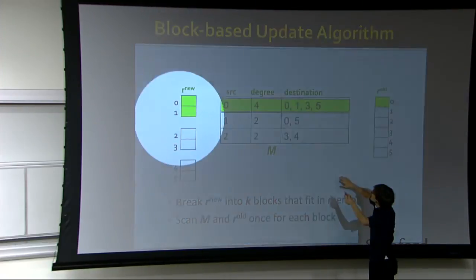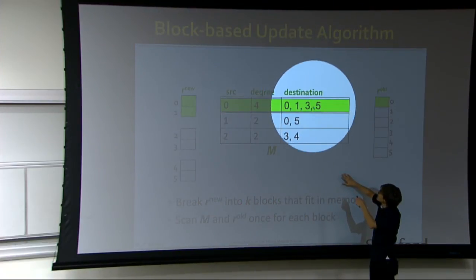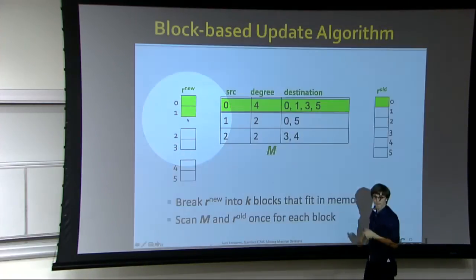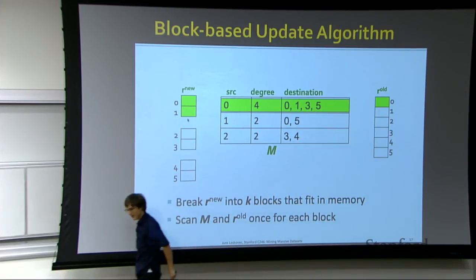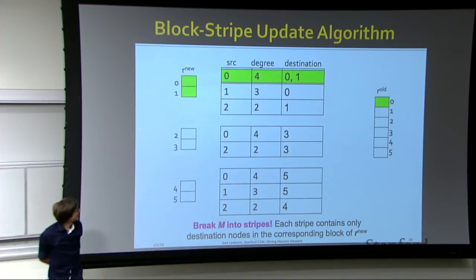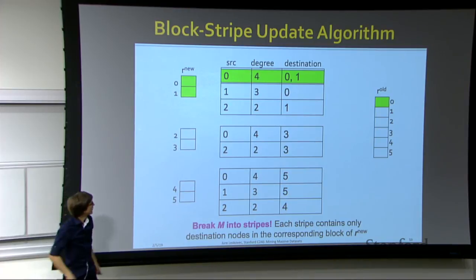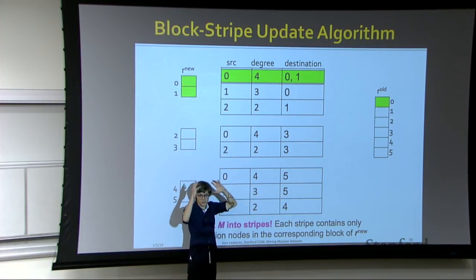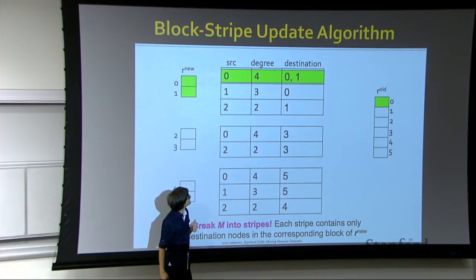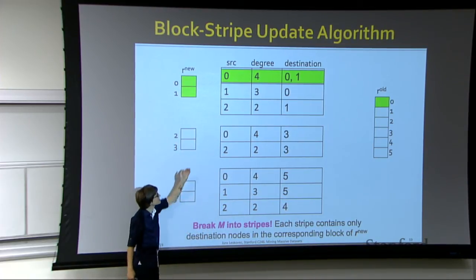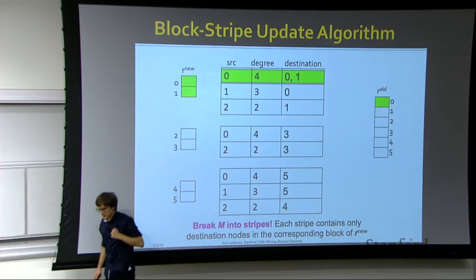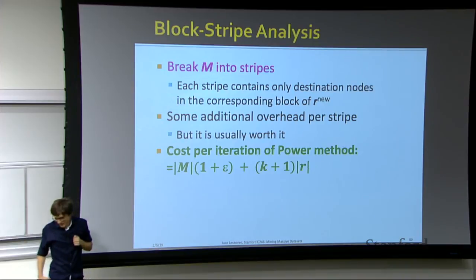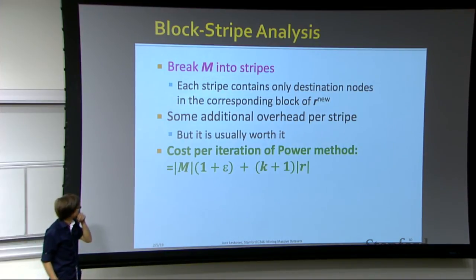And when I'm reading the first line here, I know I can skip 3 and 5 because all I care about is updating 0 and 1, okay? So that's what this block striping algorithm allows me to do. Basically, I change the structure of my matrix M to partition it into these stripes so that when I update the blocks, I only read the relevant part of matrix M. So let me show you the analysis.